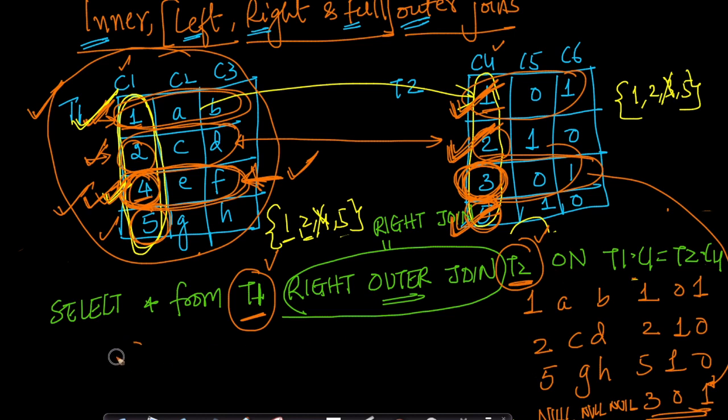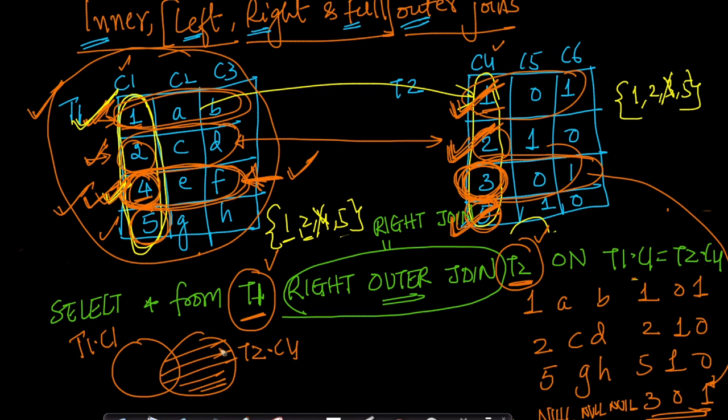In a right outer join, if you look at these two sets of T1.C1 and T2.C4, this is what will happen. All the values that correspond to this column will be present in the final table. Look at this, all the values are present. None of them are missing. But something from T1.C1 like 4 could be missing here. So this is called a right outer join.